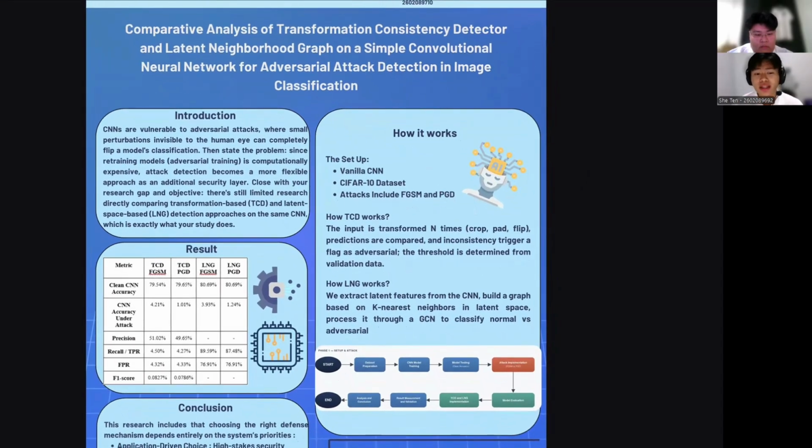Okay, our setup is a lightweight vanilla CNN. Nothing fancy, no defense mechanism baked in, trained on CIFAR-10, which is a standard benchmark dataset with 10 image categories like cars, birds, cats, plane, and so on. We then attack the CNN using two of the most well-known adversarial attack methods out there.